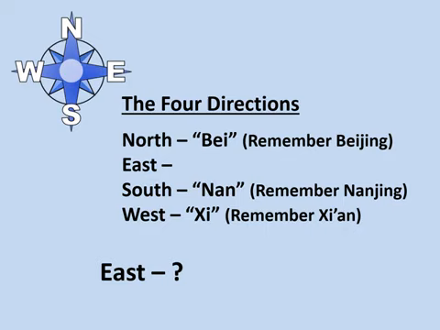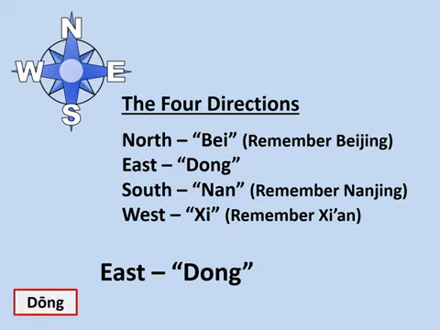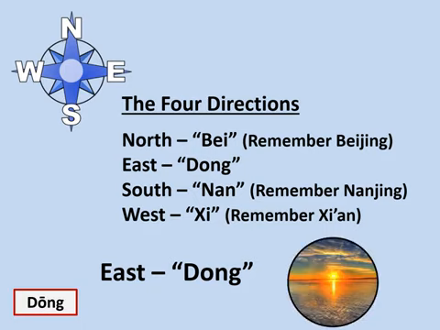We will use another method to remember the Chinese word for east. The word for east is 东. Well, the sun rises in the east. So we use the English word dawn to remember that 东 is the Chinese word for east.